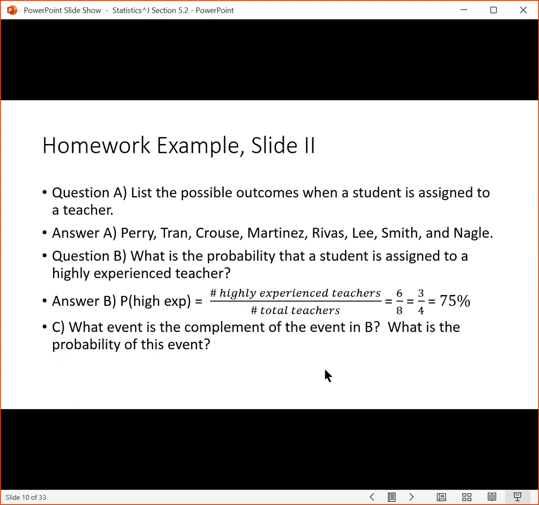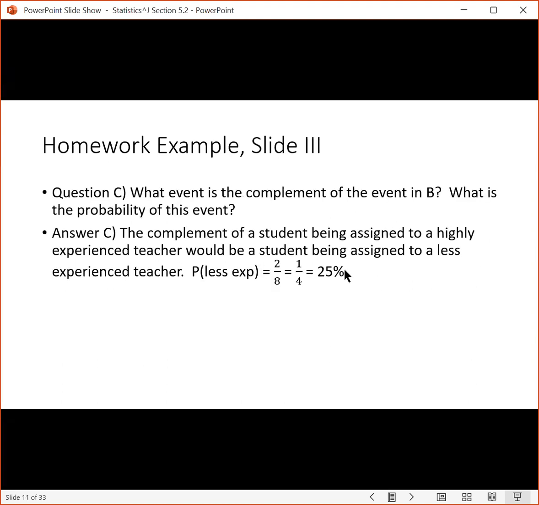What event is the complement of B? All right. The complement of being assigned to a highly experienced teacher is being assigned to a less experienced teacher, and the probability of the less experienced teacher: there's 2 less experienced teachers out of 8 teachers total. And so that's going to be 25%.